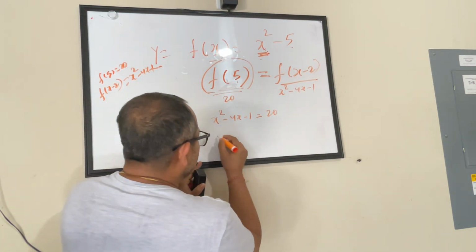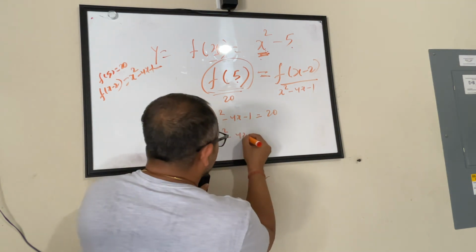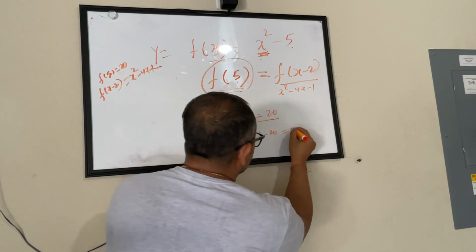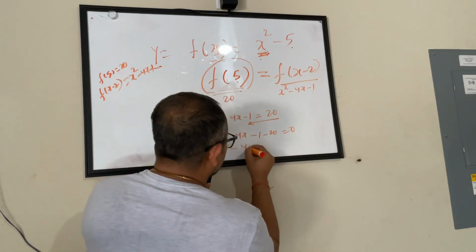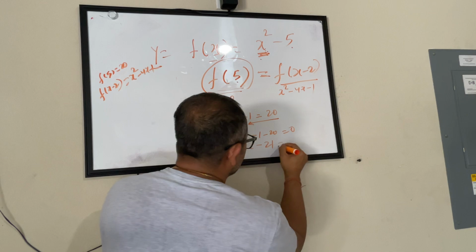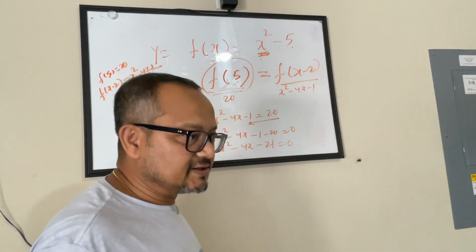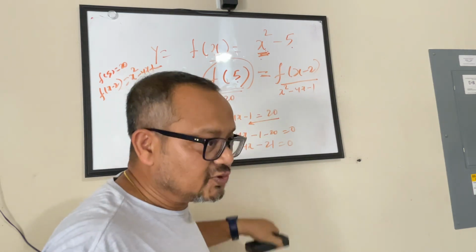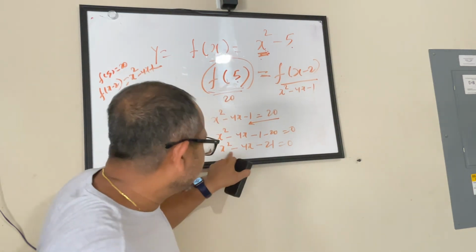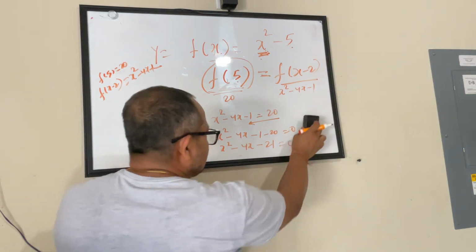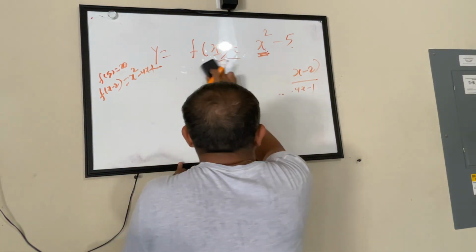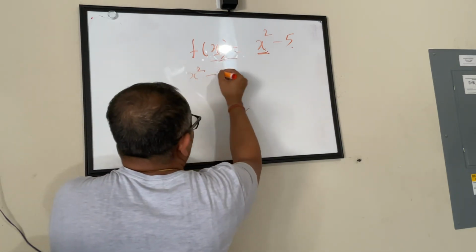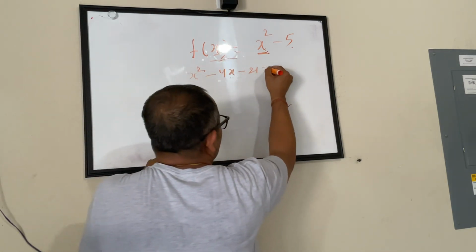Now, what will happen here? x squared minus 4x minus 1 minus 20 equal to 0. So x squared minus 4x minus 21 equals 0. Now we have to solve it for x. I don't know whether this is a valid question or not, but this is a valid approach. So x squared minus 4x minus 21 equals 0, and we have to solve it for x.